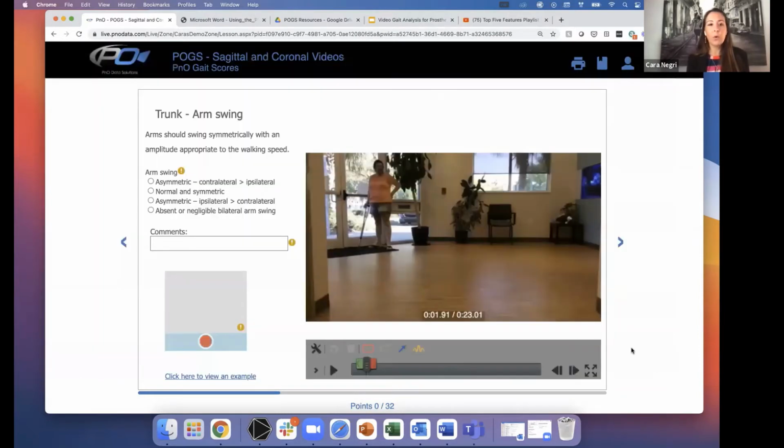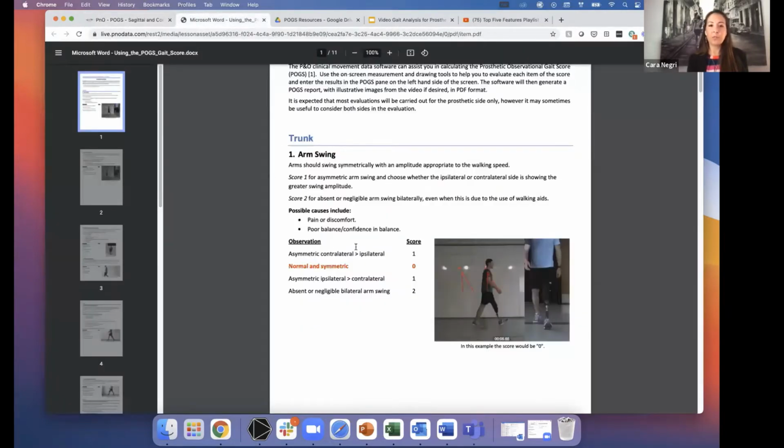So I want everybody to put in the chat box, based on our explanatory notes and what you just read and saw, what would you score this? Would you score this a 1 with the asymmetrical, contralateral is greater than the ipsilateral? Or would you score it a 0, normal and symmetric, or a 1, asymmetrical, again, if the ipsilateral is greater than the contralateral, or absent or negligible?